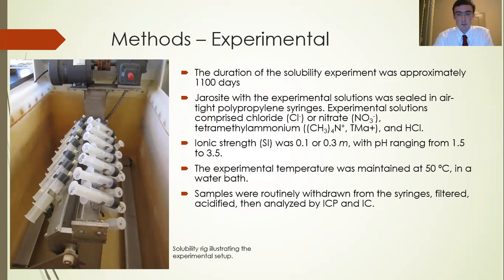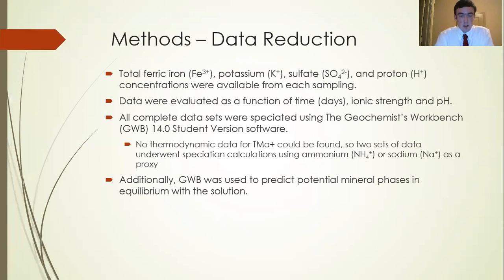Samples were routinely withdrawn from syringes, filtered, acidified, and then analyzed with ICP and ion chromatography. The solubility experiment yielded concentrations of ferric iron, that's iron 3+, potassium, sulfate ion, and free proton, that is hydrogen, H+. These data were evaluated as a function of time in days and pH in order to identify differences in solubility.